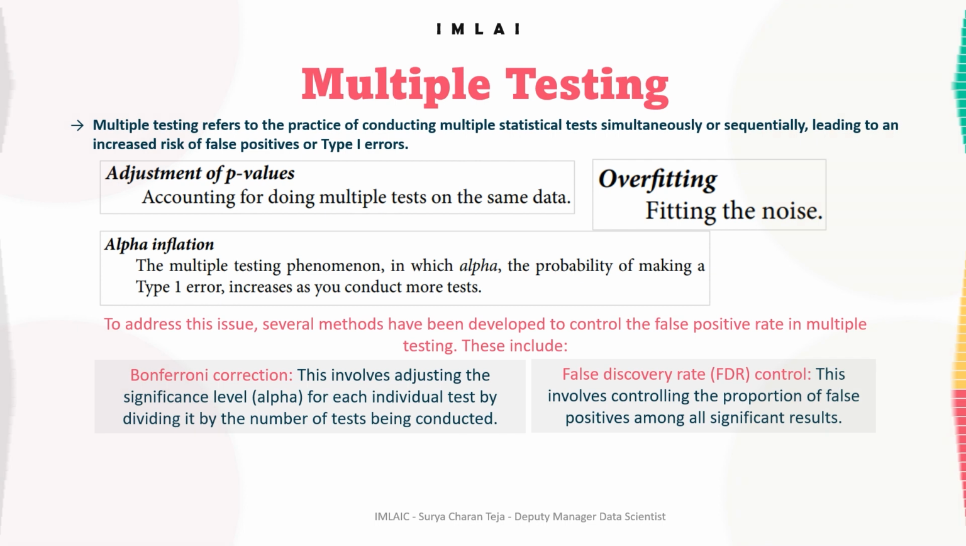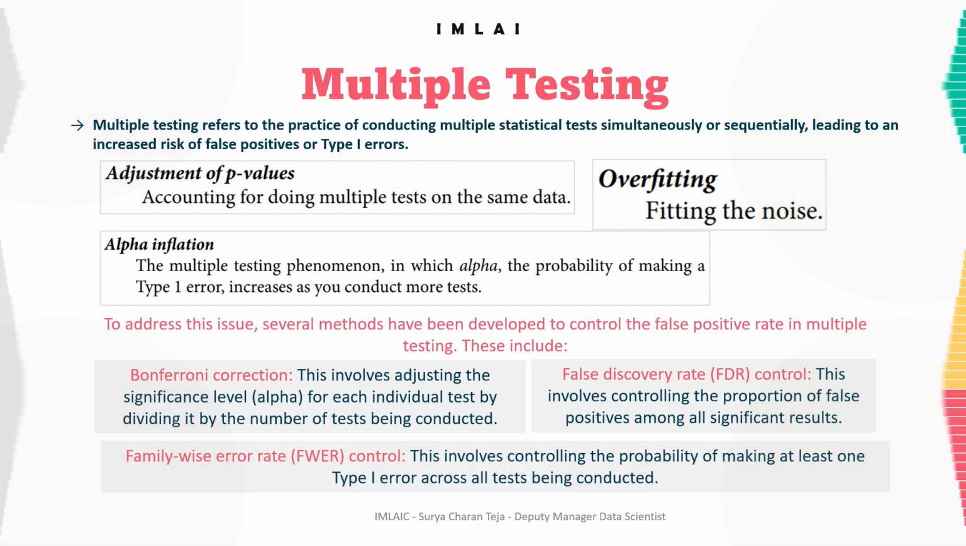The third method we have here is family-wise error rate control. This involves controlling the probability of making at least one type 1 error across all tests being conducted. This approach is more conservative than FDR control and may be appropriate in situations where the number of tests is relatively small. Overall, it's important to consider the issue of multiple testing when conducting statistical analysis and to use appropriate methods to control the false positive rate. Controlling the false positive rate is very important. By controlling it, you can avoid alpha inflation. To avoid alpha inflation, you need to follow one of these methods: Bonferroni correction, false discovery rate, or family-wise error rate.